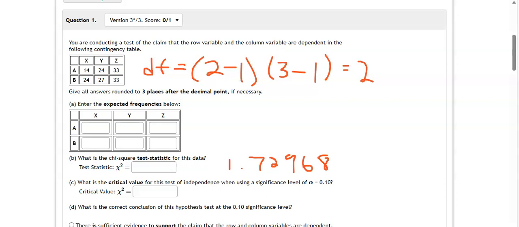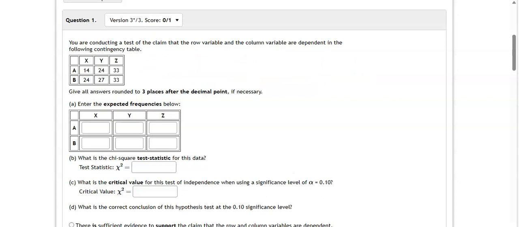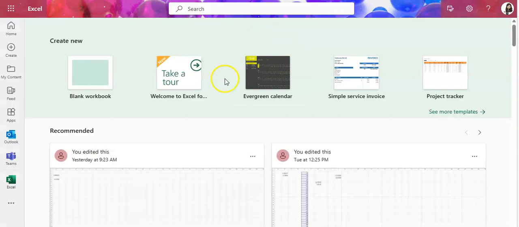Let's go ahead to Excel. I'm not sure if I've got Excel open. Oh, I have to exit drawing. So let me write down 0.10 and 2 degrees of freedom, and I have to exit the drawing. Okay, and here we go.